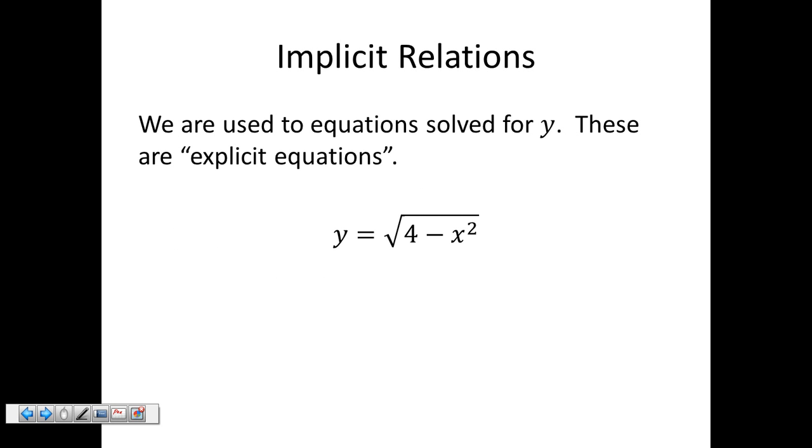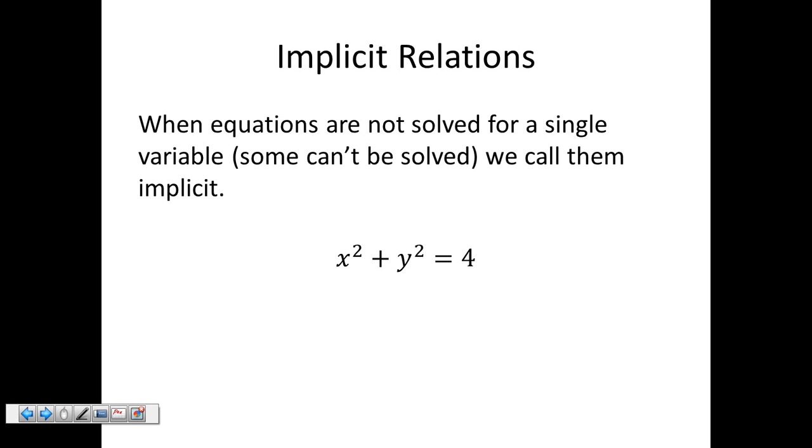So first of all, let's talk about what an implicit relation is. We're used to seeing equations solved for y, like y equals the square root of 4 minus x squared. This is what's said to be an explicit equation where y is equal to some function of x, and that's it. Y is alone on one side, everything else is on the other side. An implicit relation is where we have both the x's and the y's working together. They're not really separated out.